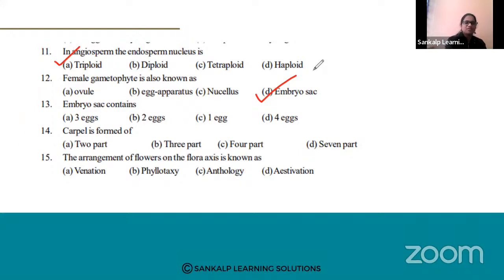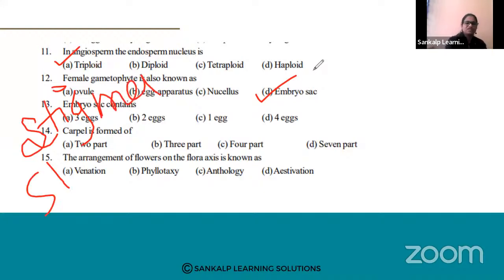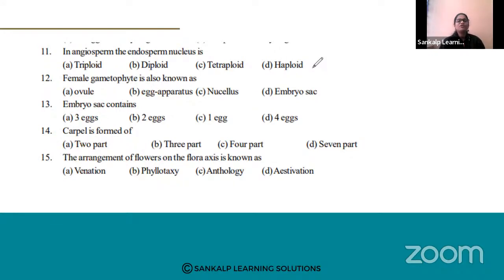Carpel is formed from stigma. It is formed of style. It is formed of ovary. Stigma, style and ovary. So option B, 3 parts is the right answer. Good. Yes, YouTube students, what about your answers? Lavanya, option B. Good.